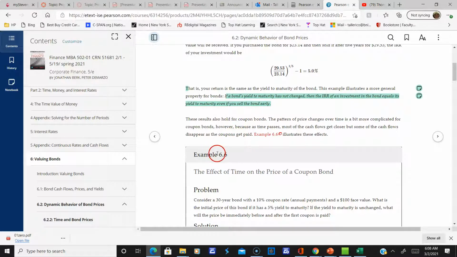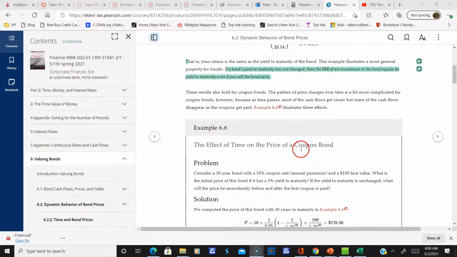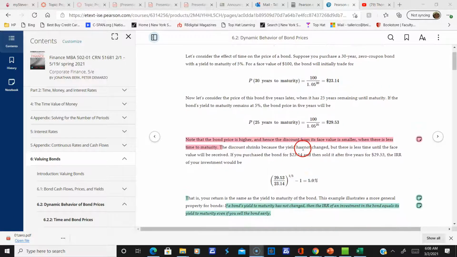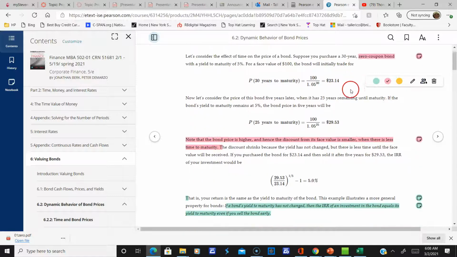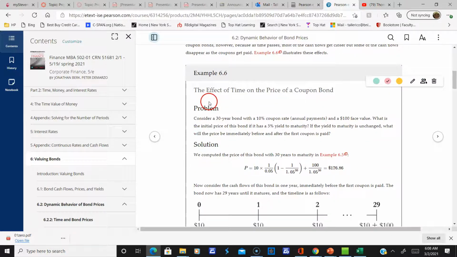All right, so basically, we'll look at this example here. In this previous example, we considered a zero coupon bond, right? Which is why the pricing was so easy. And now we're going to look at the effect of time on the price of a coupon bond.